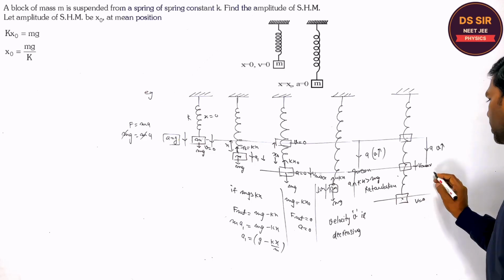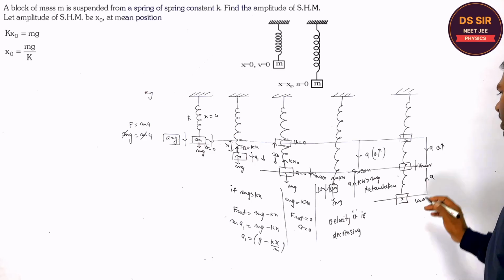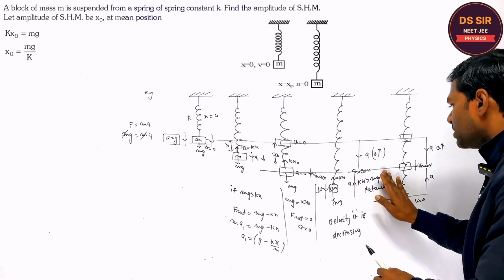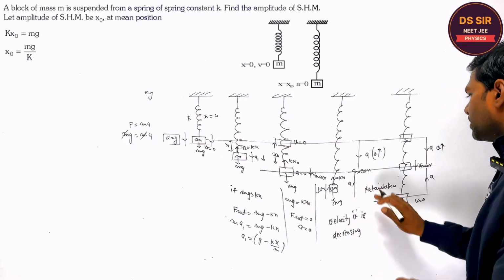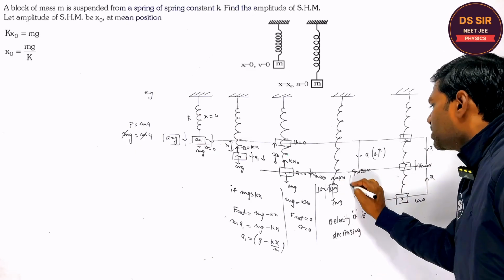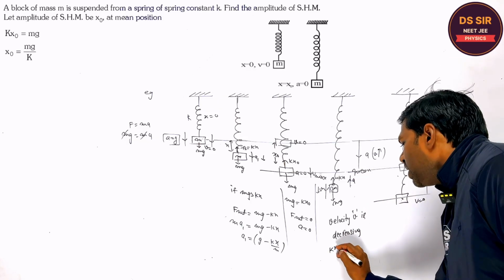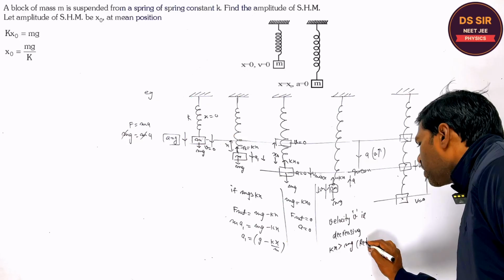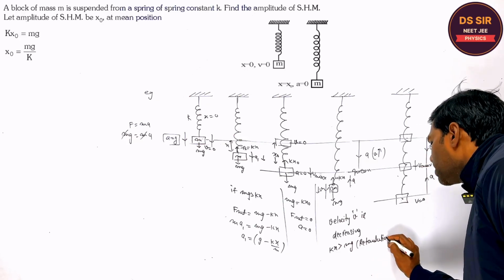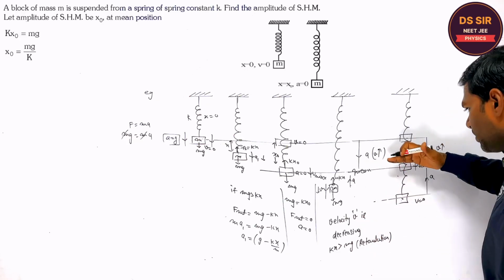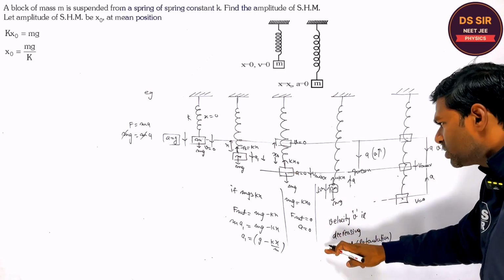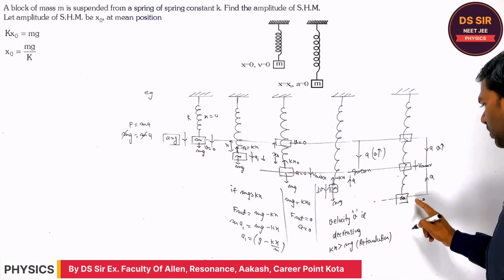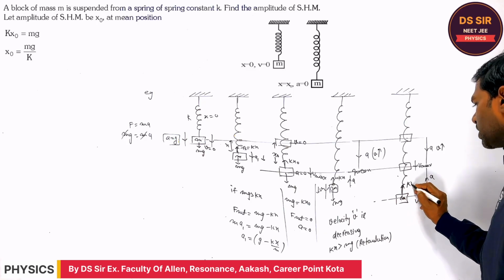Then what happened? The acceleration is in this direction. Why in this direction? Because in this case kx, I'm writing here, is greater than mg, and therefore retardation occurs. Is it clear or not? After some time, the velocity is continuously decreasing, and the velocity of this block becomes 0.